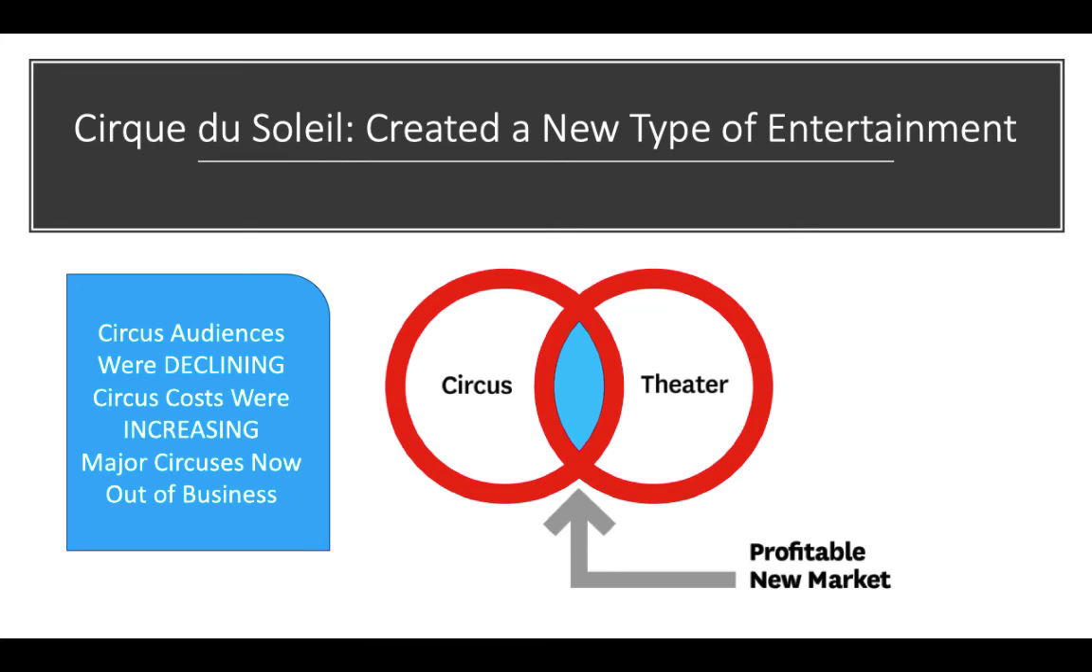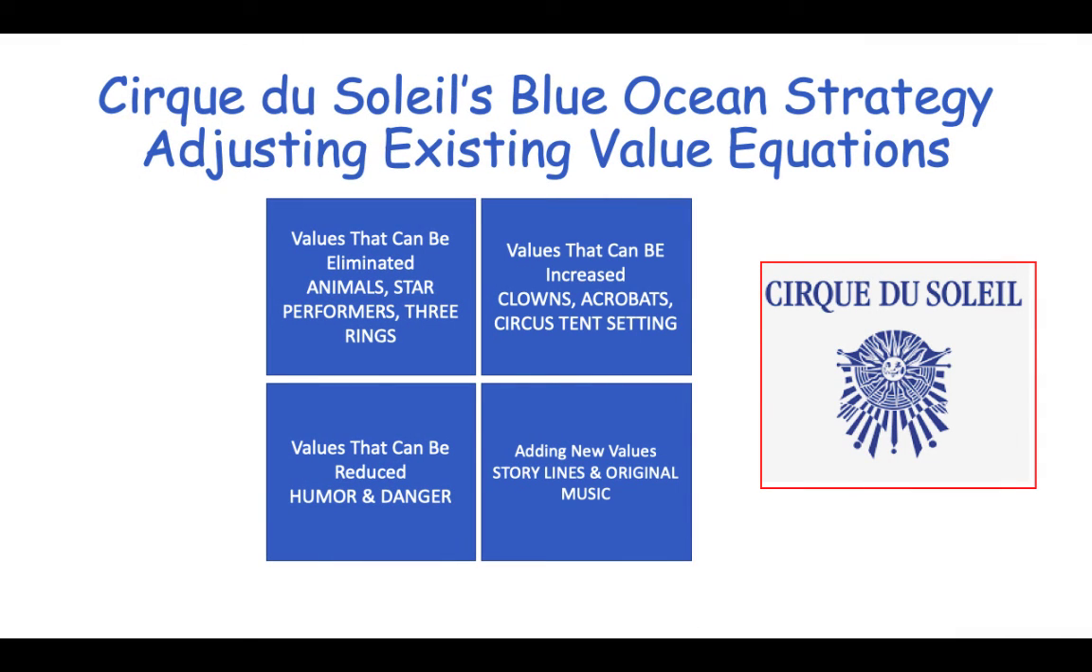So circuses were one of the value equations they looked at, and the other one was theater, the drama, the plot lines. And they found that there was a profitable new market in the intersection of those that created a new category that, for lack of a better term, is named after the company, Cirque du Soleil. It is the definition of the business.